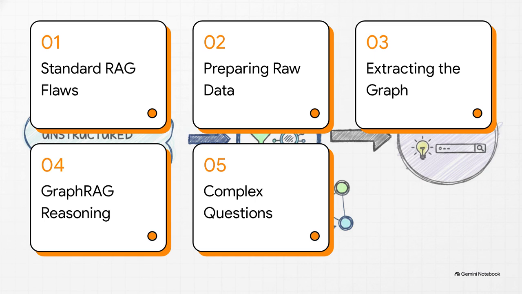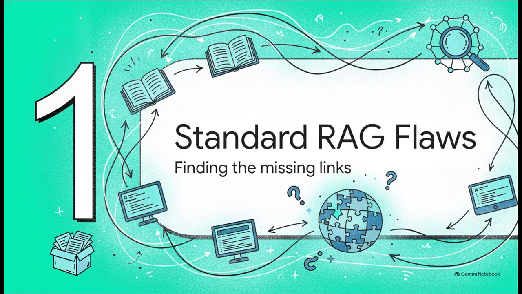So here's our roadmap for today's explainer. First, we'll look at standard RAG's missing links, then preparing the raw data, extracting the knowledge graph, the GraphRAG reasoning engine, and finally, seeing how GraphRAG answers complex questions. All right, starting with Section 1, Standard RAG's missing links.